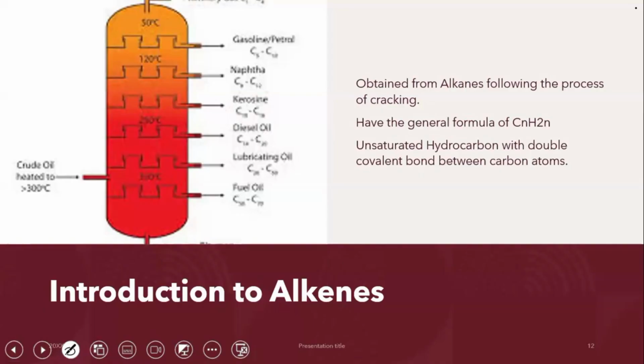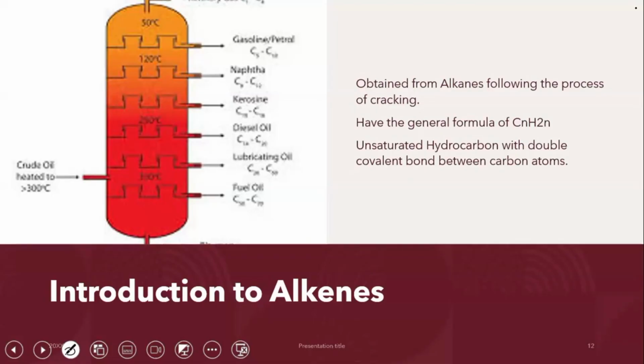Now, alkenes have the general formula CnH2n. Just like with alkanes, the n stands for the number of carbon atoms. So if I have two carbon atoms, the formula will be C2H4. Now, alkenes are not found very commonly in the environment.